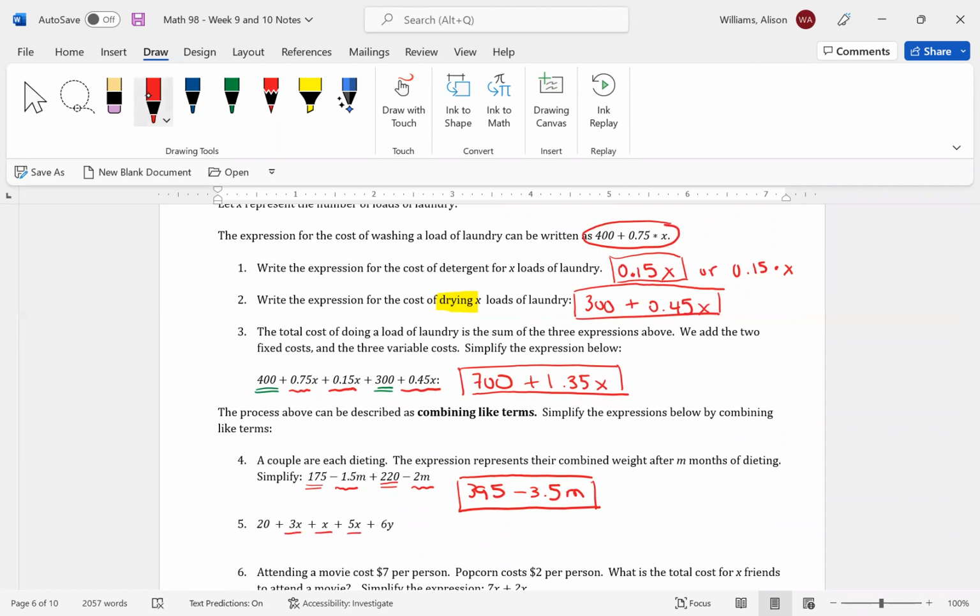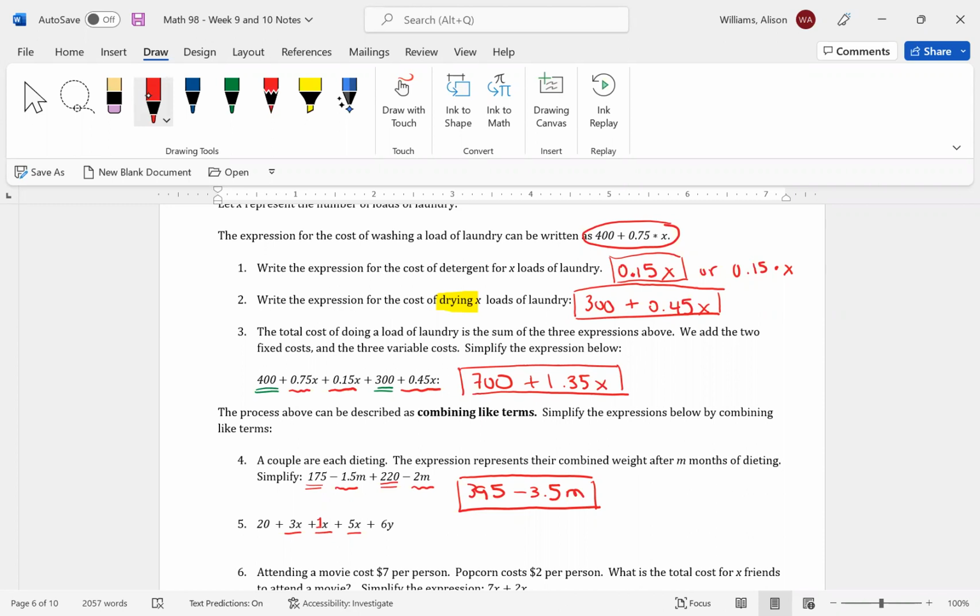Because this has a Y, it is not a like term. It cannot be combined with the others. So all we can do is combine the X terms, and then the 20 and the 6Y can't be combined with anything. By the way, when we don't have a number in front of the variable, we can pretend there is a 1 there. Well, we can assume there's a 1 there and use 1 in place of that number.